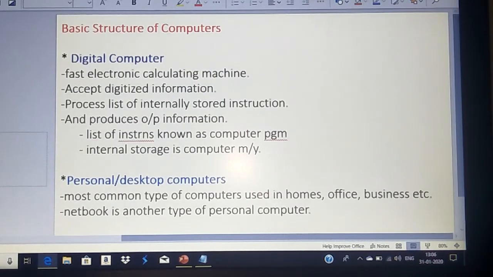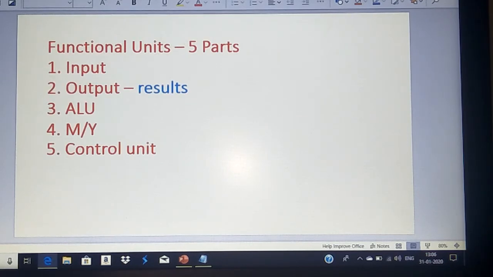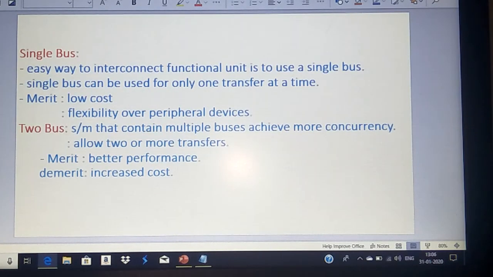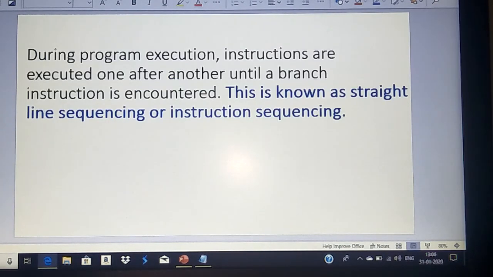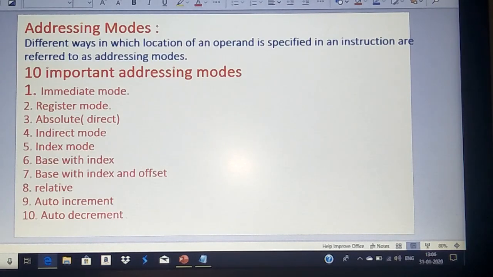So these are all for the part 1 notes for module 1 computer organization and architecture. The topics covered in part 1 include the basic structure of computers, that includes digital computer, personal computer and supercomputers. Then the various functional units, input, output, ALU, memory and control unit, and the primary storage and secondary storage, the bus structure, single bus, two bus, and the memory locations and addresses. Then instruction sequencing, what is instruction sequencing and straight line sequencing, example for instruction sequencing, etc. And the next part will be addressing modes, and that will be updated soon.